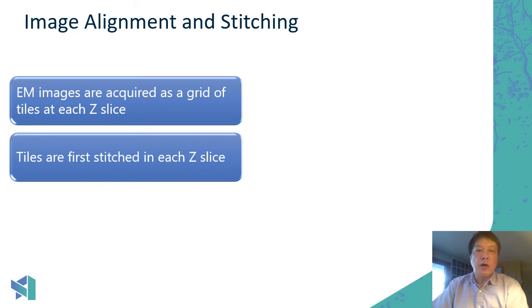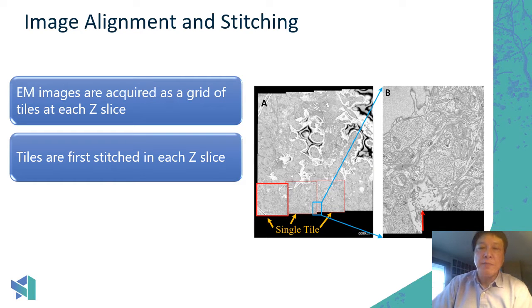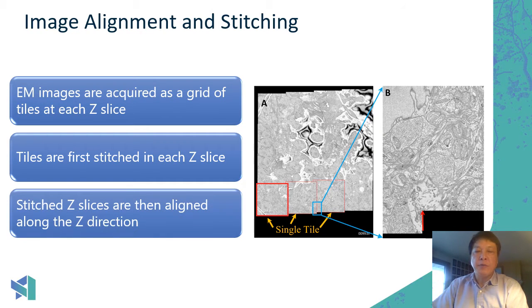The EM image is acquired as a grid of tiles at each Z slice. The tiles are first stitched in each Z slice. This is an example of an image. Each Z slice has 4x4 tiles. Each tile is AK by AK, representing 40 micron by 40 micron. And then after stitching each Z slice, there will be an alignment along the Z direction to create a 3D stitched volume.